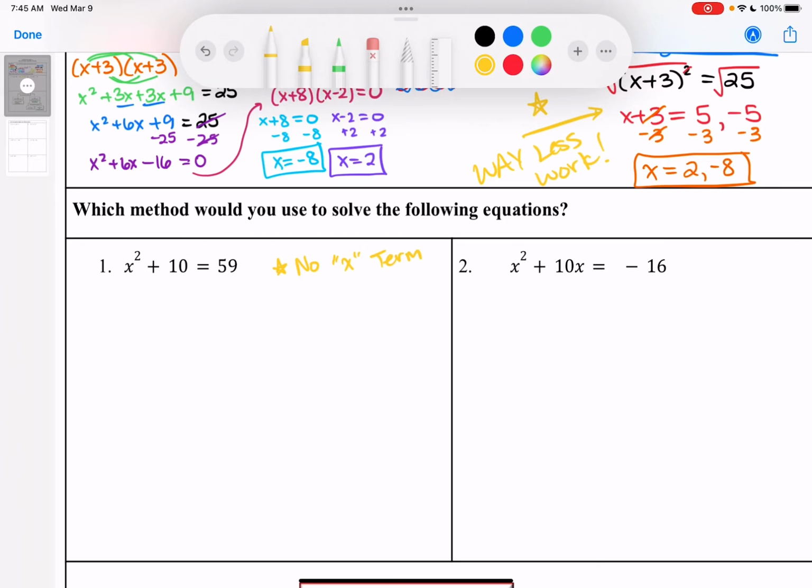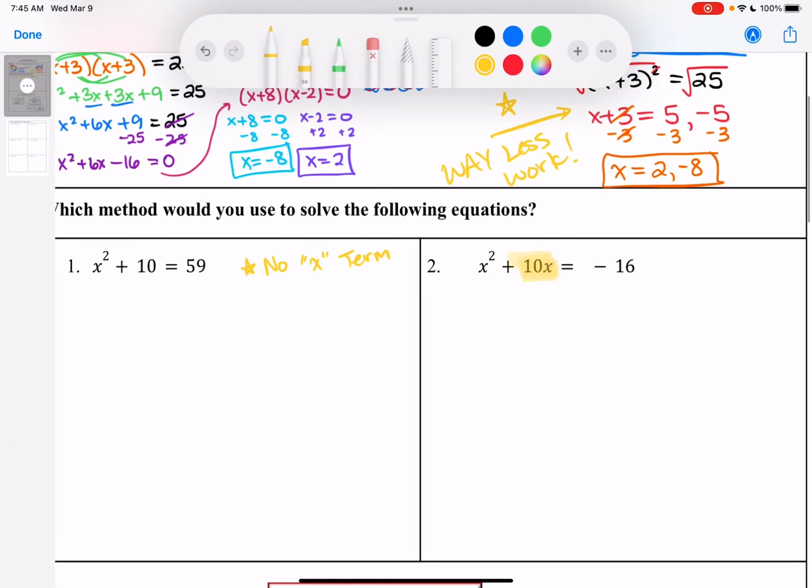If I look over here on this next one, I notice I have x squared plus 10x equals -16. A lot of times when I ask, can I use a square root here, this -16 kind of throws us off, and that's a good thing to point out, that I can't take a square root of a negative number, so that might be a danger zone. But my x squared isn't by itself, so don't just judge that just yet.